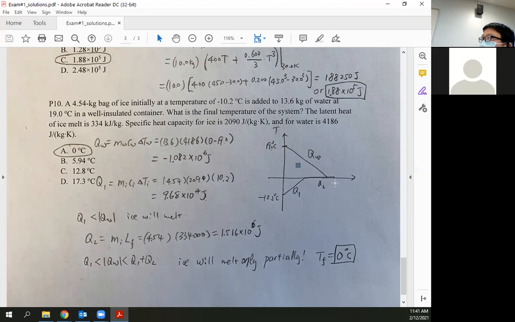Then the latent heat for ice melt is actually greater than the heat of this one. So that means Q1 plus Q2 is greater than QW, the absolute value of it. So then it tells you your ice just melts partially. So you still will have an ice and water mixture in this case. So your final temperature will be 0. All right.